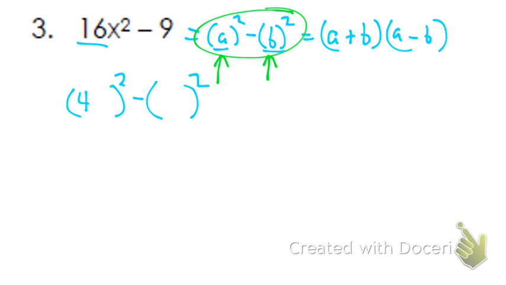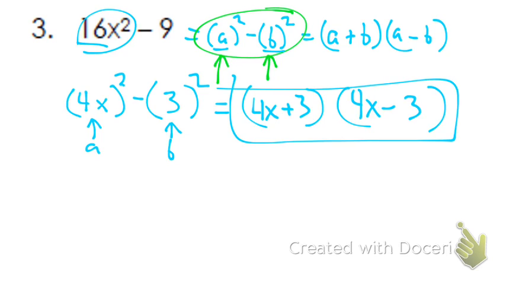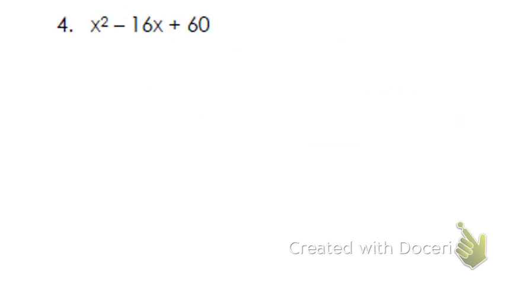And then what's the number I can square to get x squared? That would just be an x. So if I square this, that gives me 16x squared. And then what's the number if I square I get 9? That would be 3. So here's my a, here's my b, and then I can plug those in. A plus b, a minus b. So my a is this 4x, plus b and 4x minus b. That's this factored. You can always factor that too by grouping or by the box method.